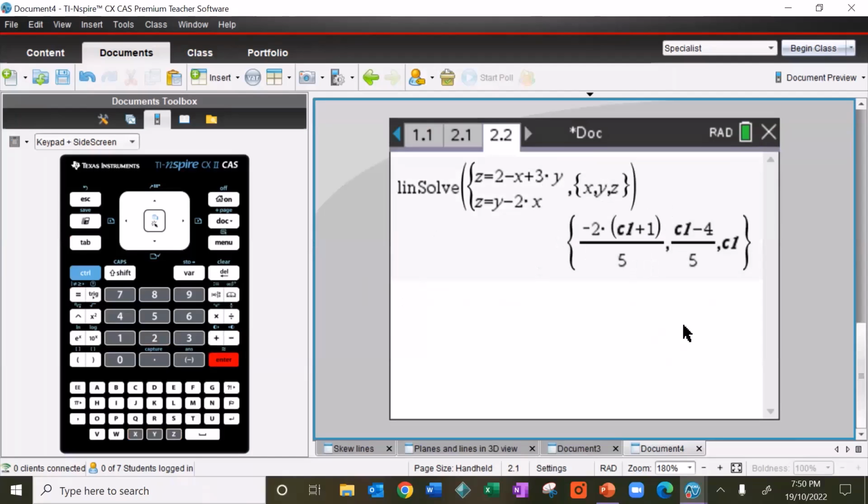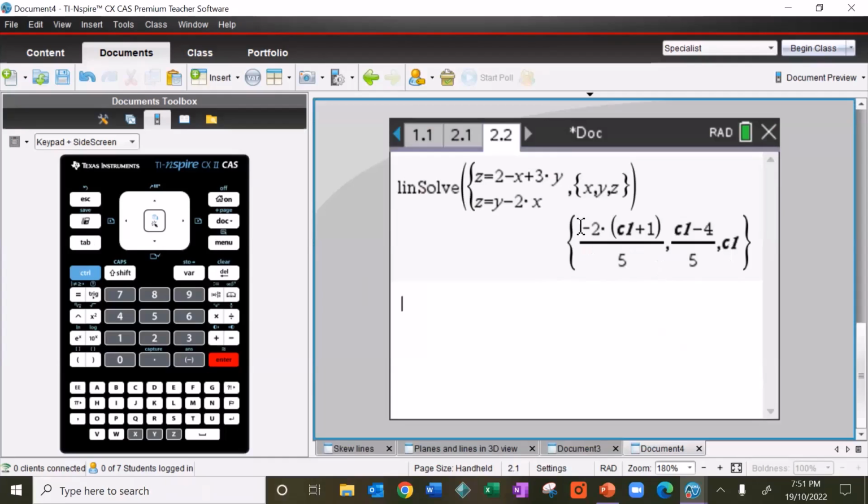Wow, that looks quite funny. So what is the meaning here? The calculator gives us the parametric equations of a straight line. How does that translate? That means that x is minus 2t minus 2 on 5, that y is t minus 4 on 5, and z equals t.